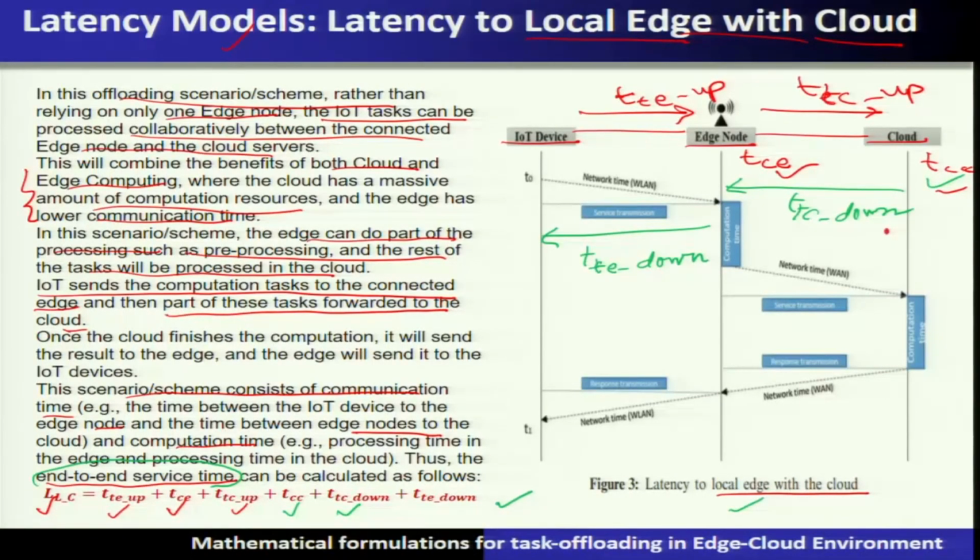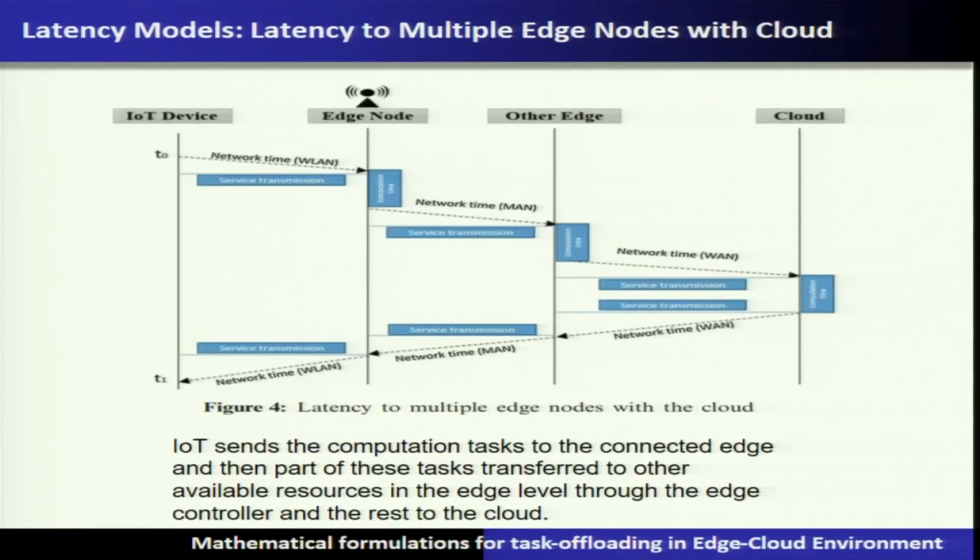Now we are changing the model to include multiple edge nodes with the cloud. Earlier we included only one edge node, but now we say that there exist other edge nodes also as an opportunity to do the computation. Therefore, this model uses multiple edge nodes with the cloud. So let us explain this particular model in more detail. Here you can see that the IoT sends the computation task to the connected edge node. So this is called a connected edge node.